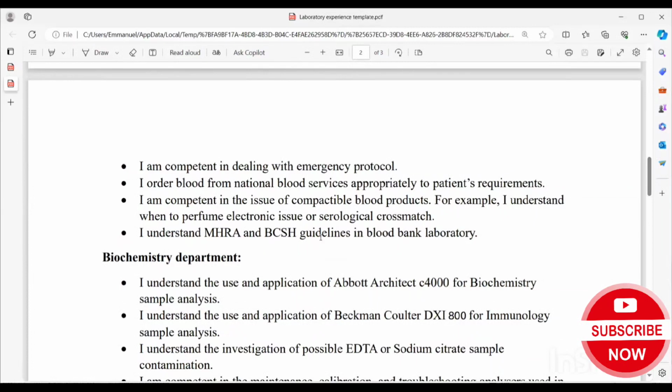Now, another thing I want to highlight here, you can see I say I understand MHRA and BSH guidelines in the blood bank laboratory. These are the things they want to see. Okay, so mention a lot of things. There is something I say here: I'm competent in dealing with emergency protocol. By the time you say this, they understand. Okay, this guy understands what you are saying.